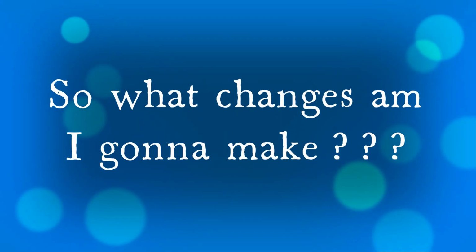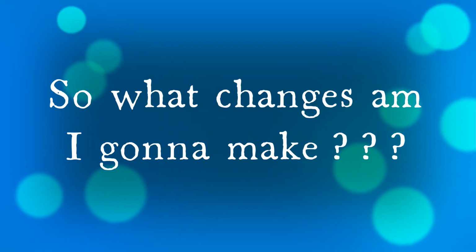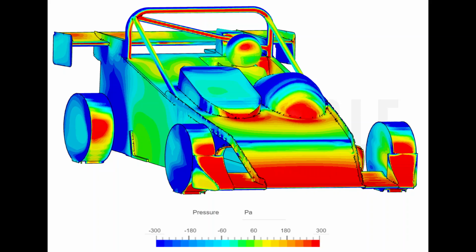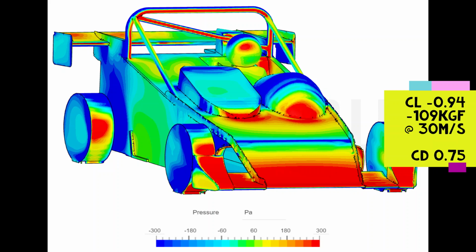Okay, what does all this mean? The first thing is that the basic body shape of the wedgie is validated. It produces downforce in the order of a CL of minus 0.94, which is approximately, at 30 meters per second, 109 kilograms of downforce. Cool.